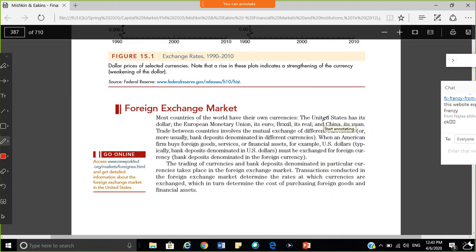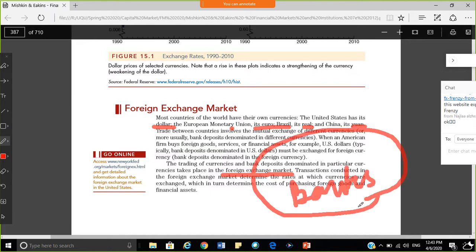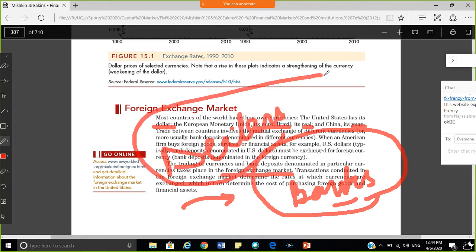So every country has its own currency, and today they value it on the basis of the market. The market determines what will be the value. Some of the famous currencies are dollar, euro, real, yuan, etc. The trading of currencies and bank deposits denominated in particular countries' currencies takes place in the foreign exchange market. So what do we sell and buy in the foreign exchange? First of all, this trading is done mainly by the banks. The banks are mainly involved in buying and selling of foreign currencies. So what we do, we put our money in the banks, and money is changed into another currency by the banks. The people who are involved in the foreign exchange market, who are dealing, are called dealers, foreign exchange dealers.